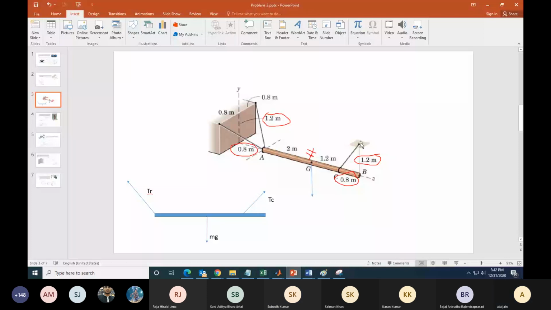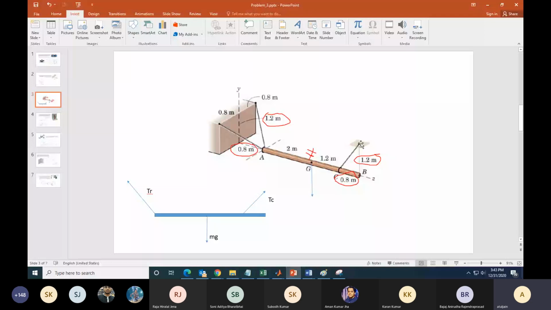Sir, in which direction is TC? TC is in the YZ plane. Yes, the Y value is 1.2, so X is 0. Okay. And what is the direction of TR, sir? What is the direction of TR?